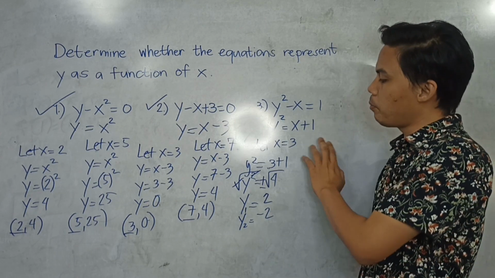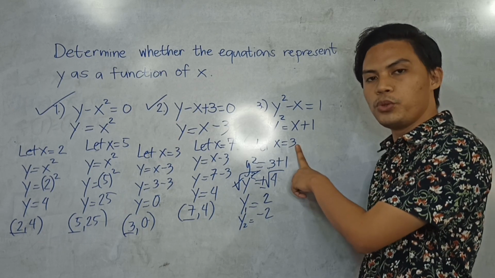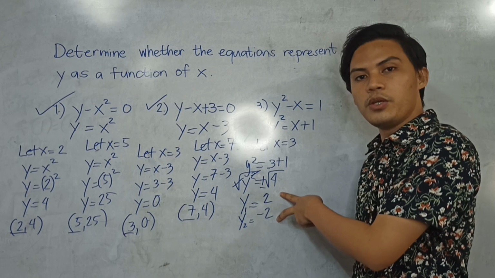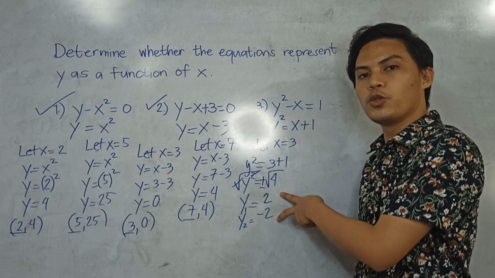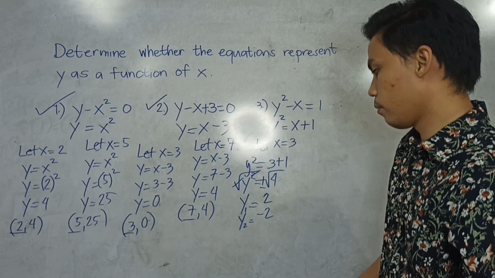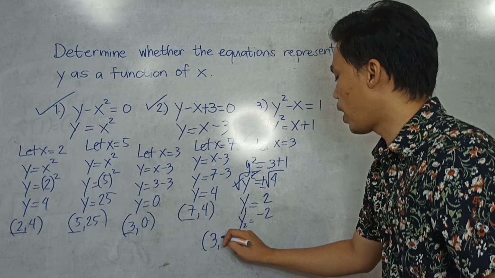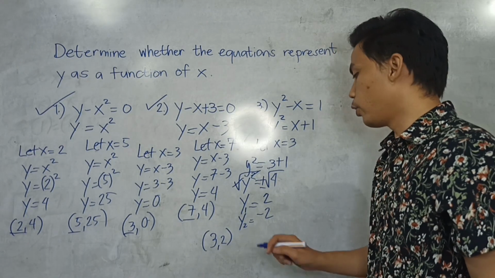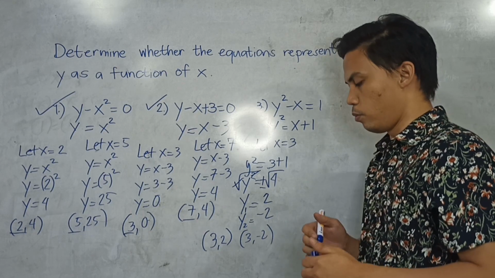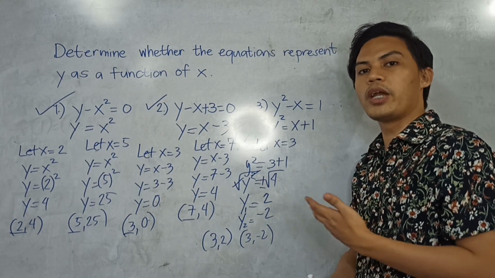So, based sa binigay natin na input, itong input na 3 or yung x value will produce 2 y values. So, we can write now 2 ordered pairs. The first ordered pair is 3, positive 2, and the second ordered pair is 3, negative 2. Now, what can we observe with their x coordinate?